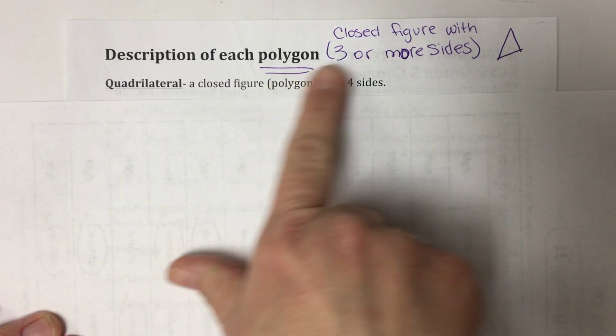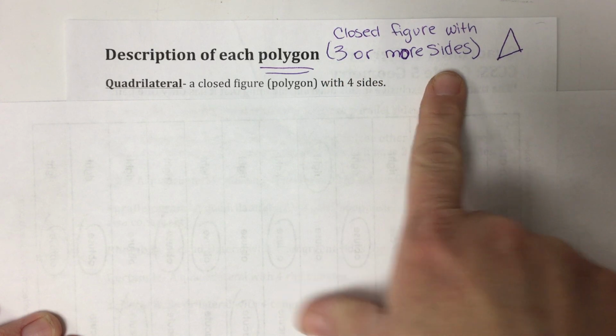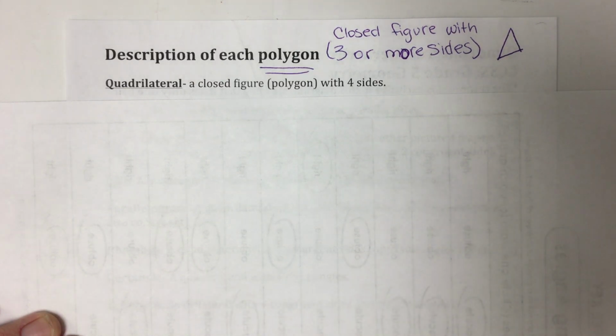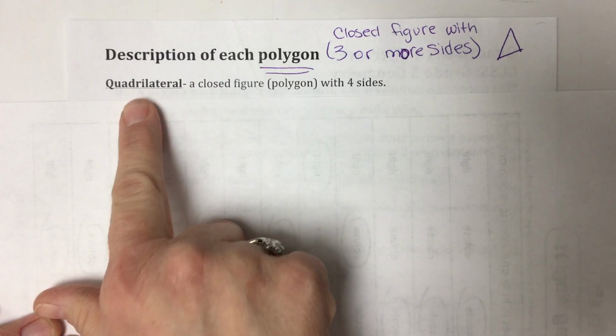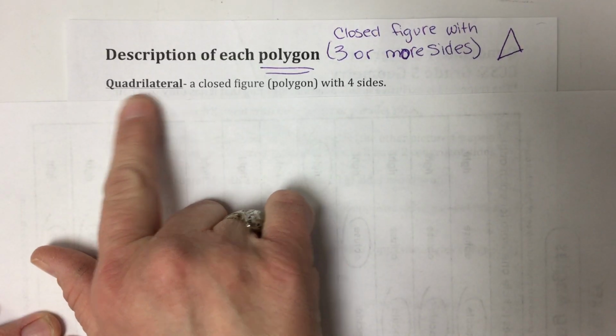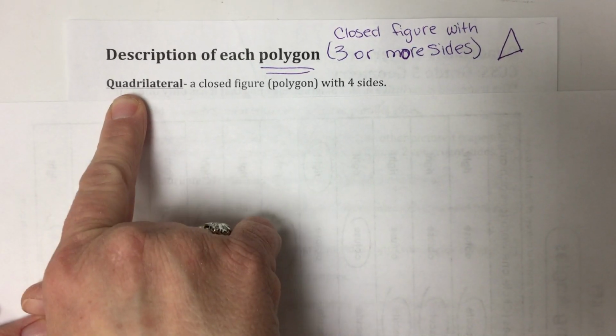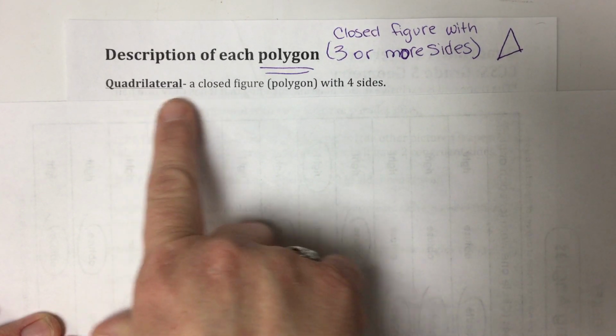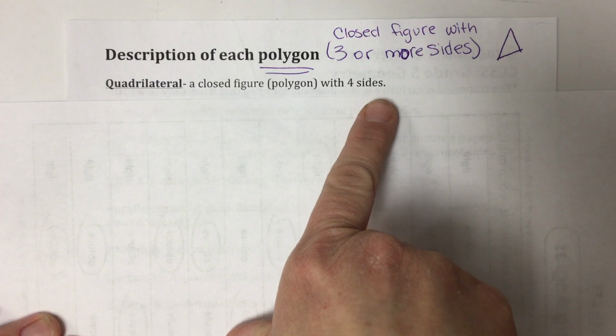Remember that a polygon is a closed plane figure with 3 or more sides. So any figure where all the sides meet and it has 3 sides together is a polygon. So a quadrilateral is a polygon. Remember in our notes before we put quad means 4 and lateral means lines. That's 4 lines. So a closed plane figure with 4 sides.